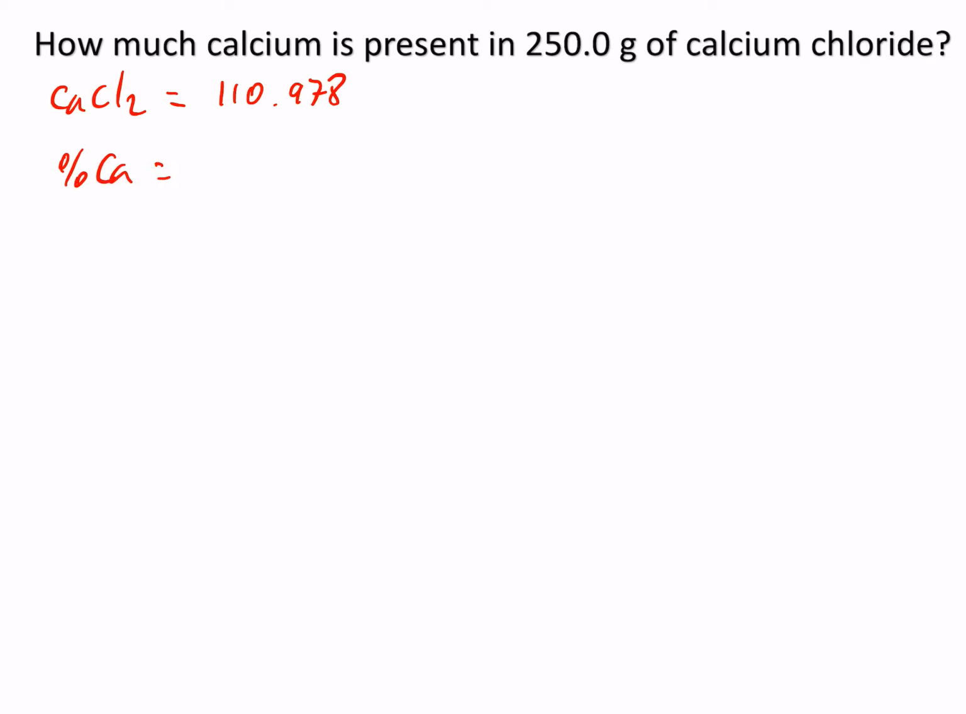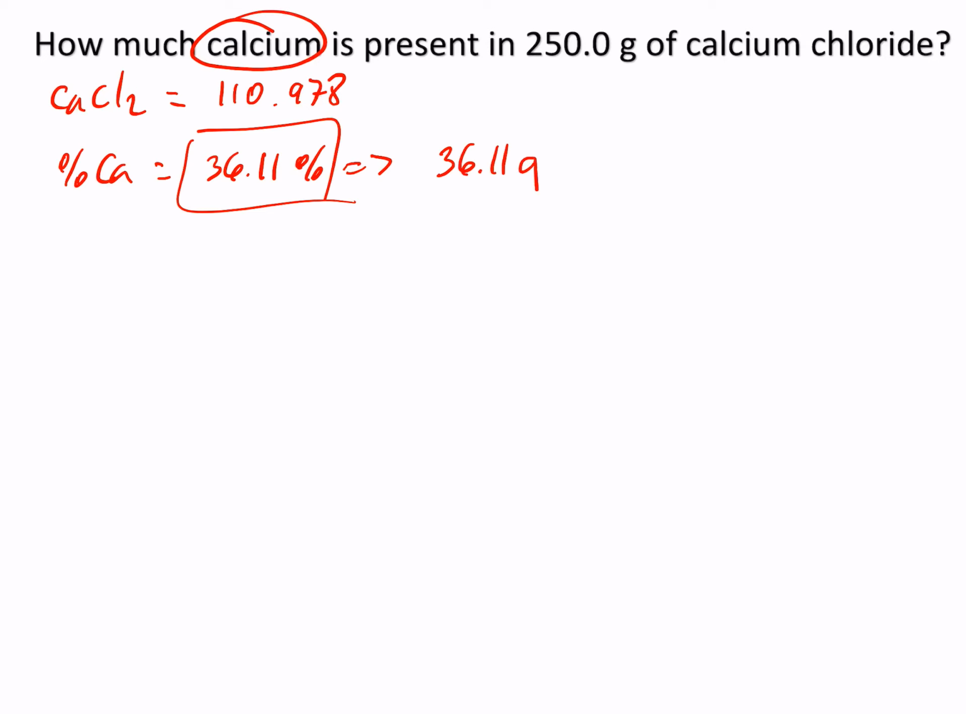And more than that, we already know the percent calcium. You can calculate it, but because we already did that, let's just use the data that we already have: 36.11%. The question is about calcium, so that's the only number we need here. This means that you have 36.11 grams of calcium in 100 grams of calcium chloride. And that's exactly what you have here: 250 grams of calcium chloride. We need to know how much calcium you have there.